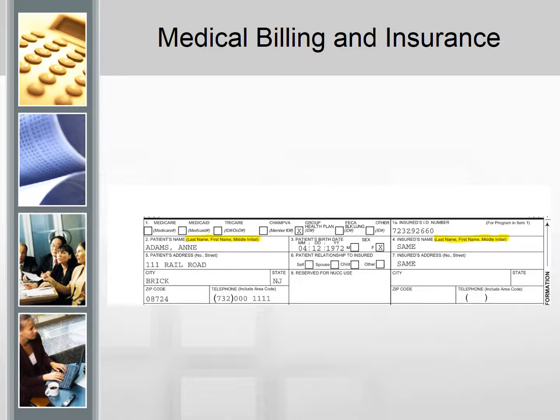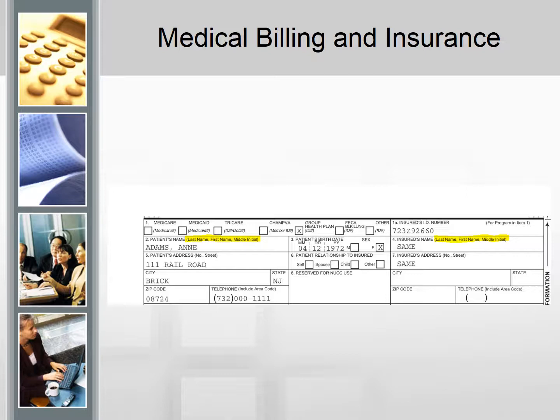initial. In block 5, it's asking us for the patient's address. And once again, we want to type this according to how the boxes are listed. So we have the street number and name on the first line, then the city, the state, the zip code, and the telephone number. And notice that the parentheses are already provided for the area code.